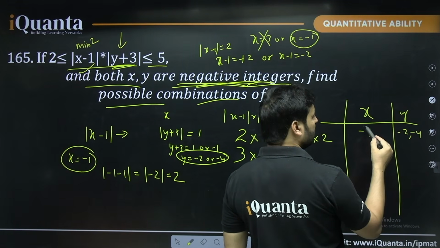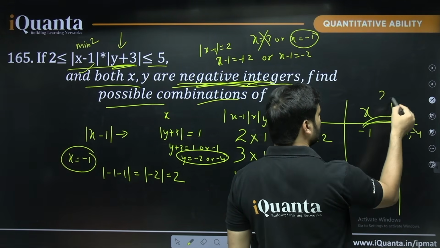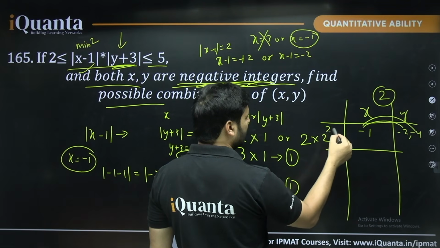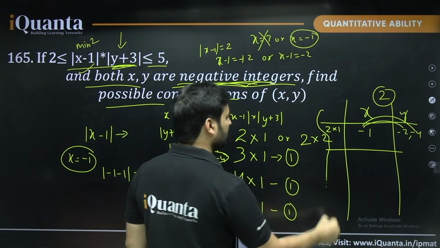How many negative pairs will be formed? Minus 1, minus 2, and minus 1, minus 4. So there are two pairs that I am getting from the first solution. This is when I dealt with 2 into 1. I hope this is clear.